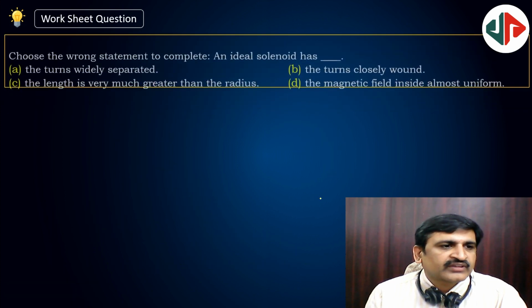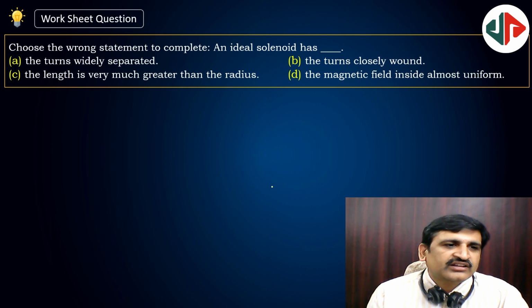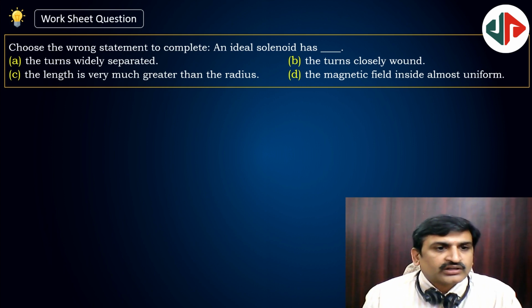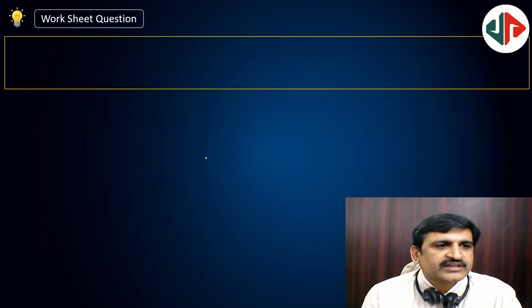Choose the wrong statement to complete: an ideal solenoid has. Turns widely separated: wrong statement. Turns closely wound. The length is very much greater than the radius. The magnetic field inside is almost uniform. See, he is asking for the wrong statement, not the correct statement. So the wrong statement is option A. They must be closely packed so that a uniform field will be produced. So the wrong statement is A.